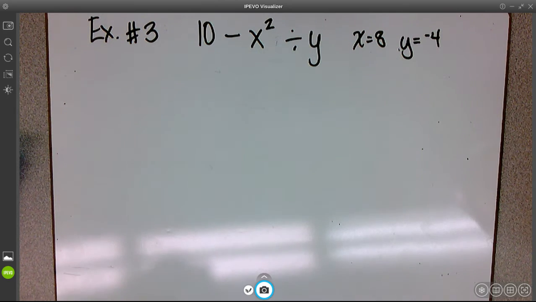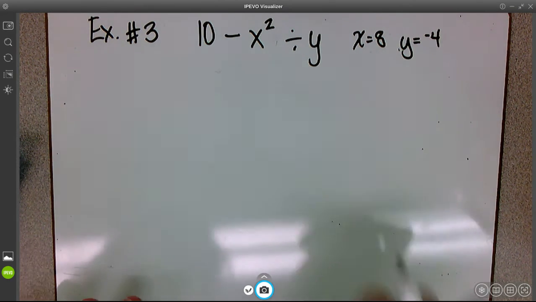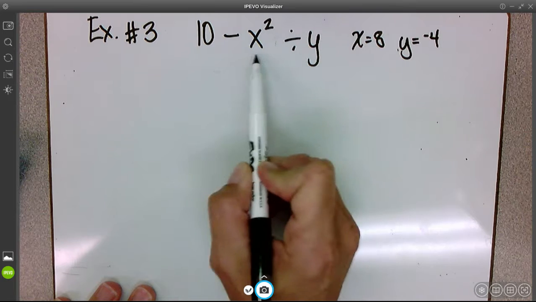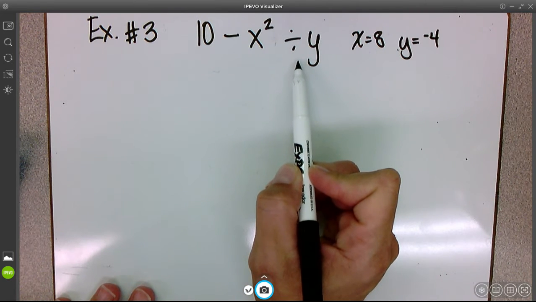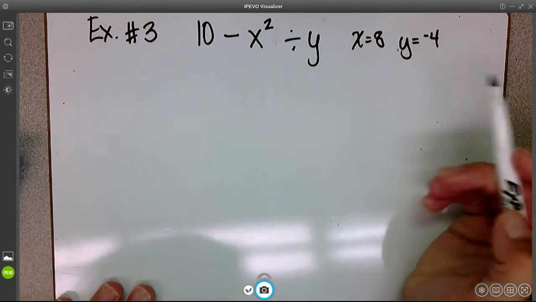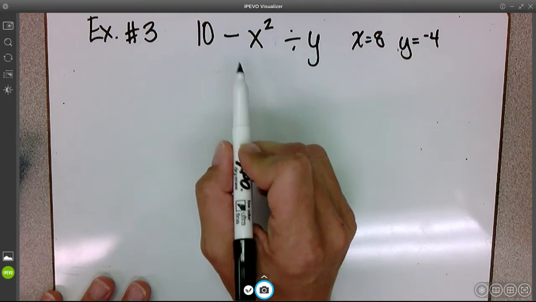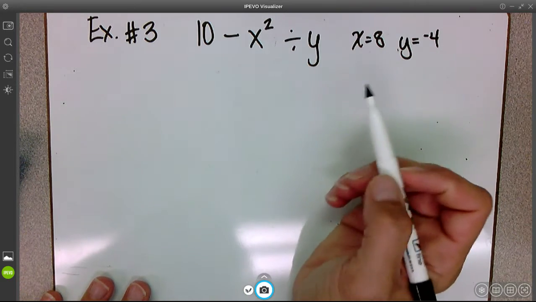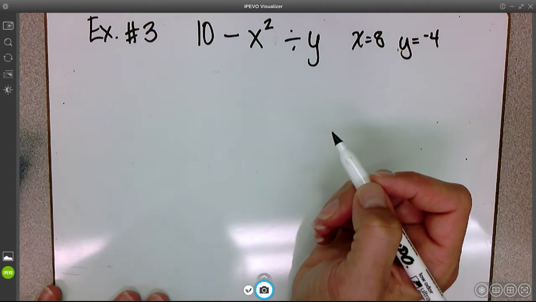This is example 3 for dividing integers. In this problem here, we see that there are variables and they're asking us to evaluate this expression when x equals 8 and y equals -4. So I immediately see some exponents, I see subtraction, I see division, so I know order of operations is going to come into play.